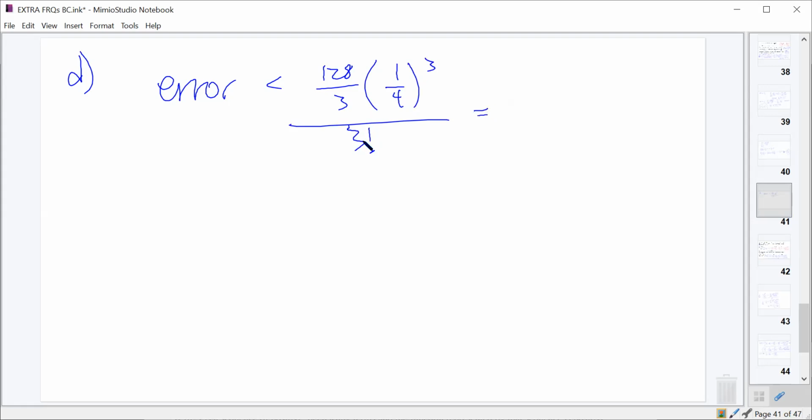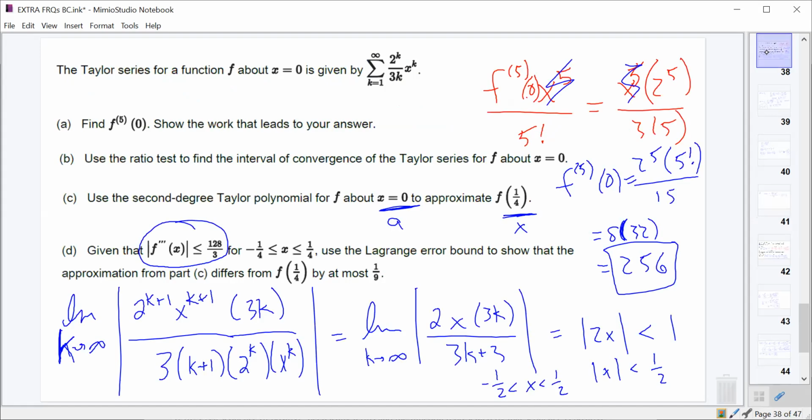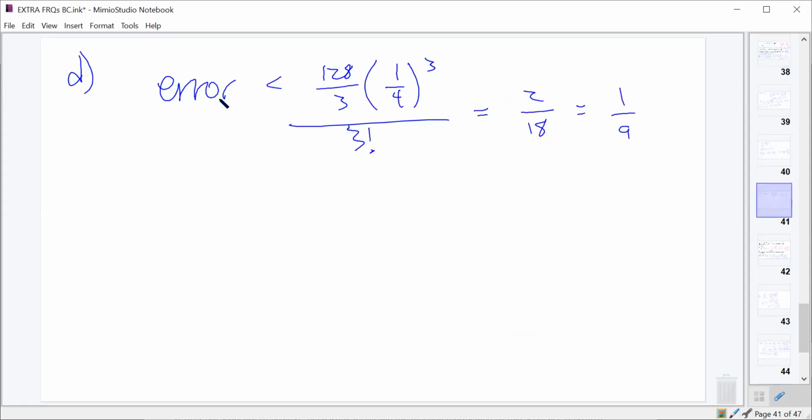What do we got? We got 3 factorial, that's 6, times the 3 is 18, times the 64, well, that's the 128, you cancel with that, so that becomes 2 over 18, which is 1/9, and I believe that's what the question was asking us to do. Yep, show that it differs by at most 1/9. So the Lagrange error bound, the error is less than this, which is 1/9, and that's enough to show it.